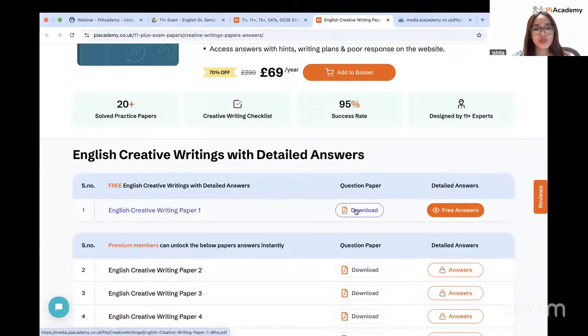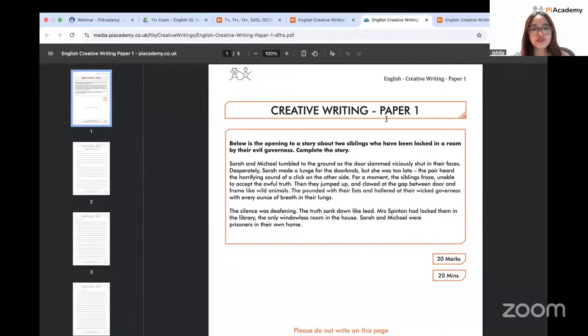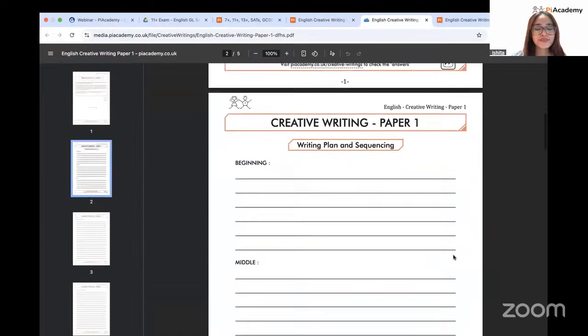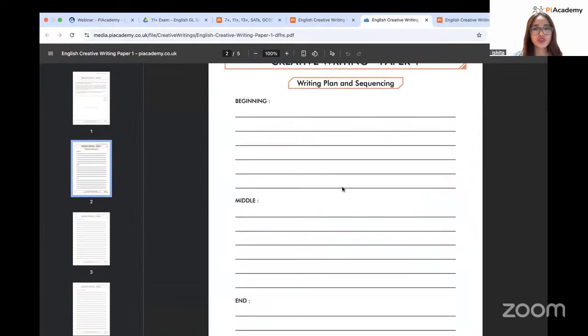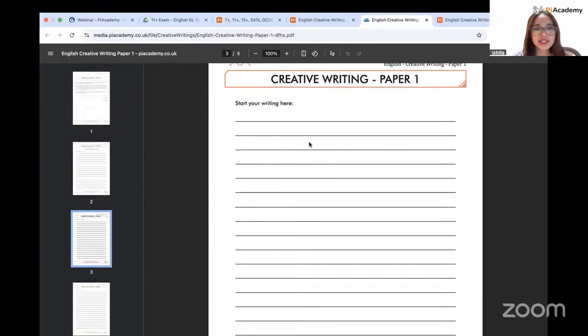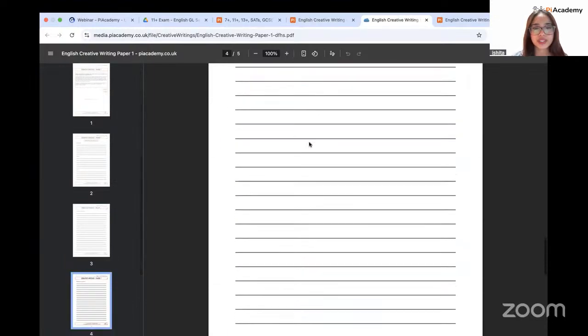So if we click on question paper here, and then click on free answers here as well. So this is a typical creative writing paper. You've got the instructions, you've got the marks allocated and how long to spend on it. Here you can structure, you've got the writing plan, beginning, middle, and end. And now you can start your writing. So we've really laid it out so that your child has ease when answering this.